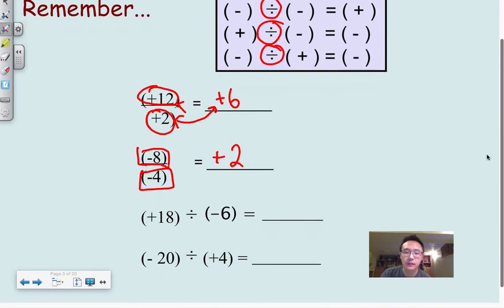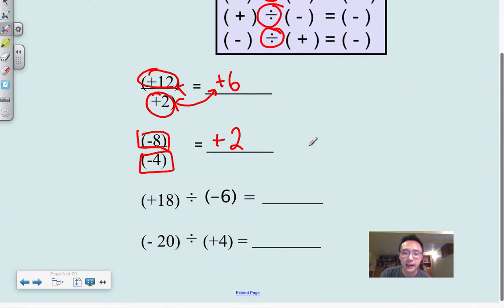Let's just finish off these two. So you have positive 18 divided by negative 6. Again, 18 is the total. What multiplied by negative 6 gives you positive 18? Well, this is going to be negative 3. And finally, the last one is going to be negative 5. Negative 20 divided by positive 4. Going backwards, what multiplied by positive 4 gives you negative 20? Negative 5.